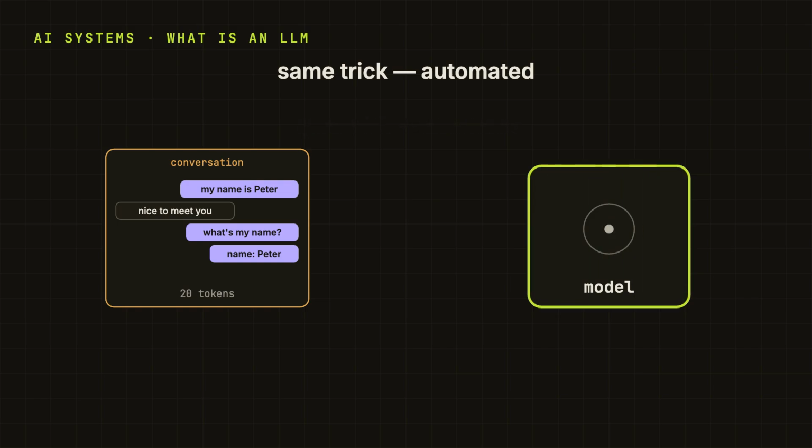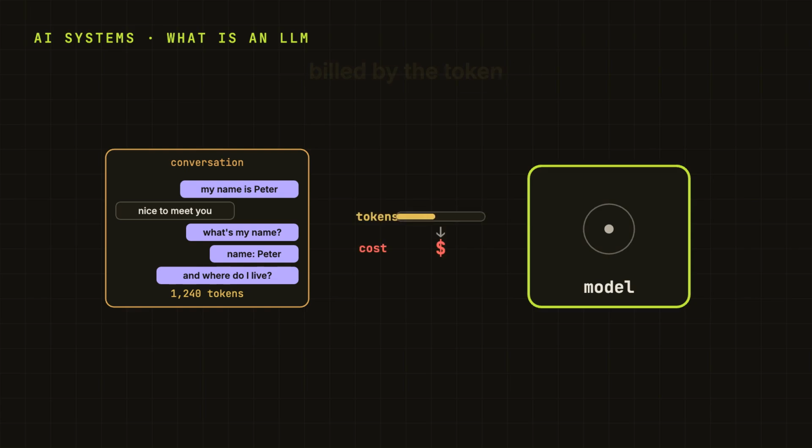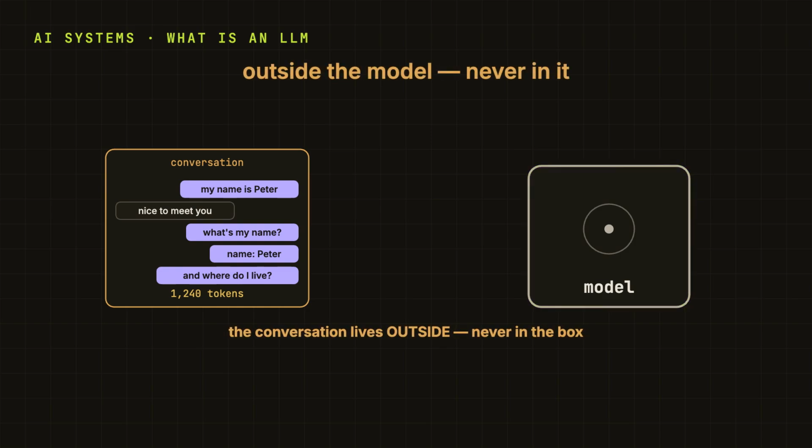And once you see the resending, a very practical thing falls out of it. The longer a conversation gets, the bigger that pile of text is that gets resent every single time. And these models are built by the token, by the amount of text going in and out. So a long chat isn't just slower, it quietly costs more and more. That's not a bug, it's just statelessness showing up on the bill. So, no memory inside the box, just a transcript, resent every turn. The conversation lives outside the model, never in it.